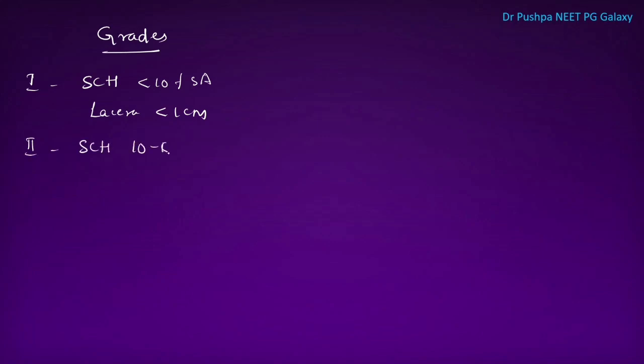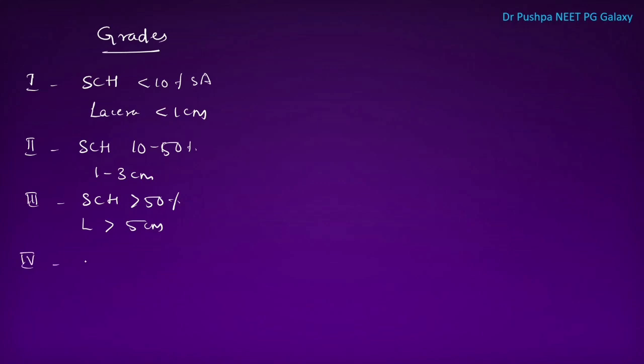What are the grades of splenic injury? We have grade 1, that is subcapsular hematoma involving less than 10% of surface area or laceration of less than 1 centimeter in depth. This is grade 1. Grade 2 is subcapsular hematoma involving 10 to 50% of surface area or laceration of 1 to 3 centimeter in depth. Grade 3 is subcapsular hematoma involving more than 50% of surface area or expanding subcapsular hematoma, and laceration is more than 5 centimeter in diameter.